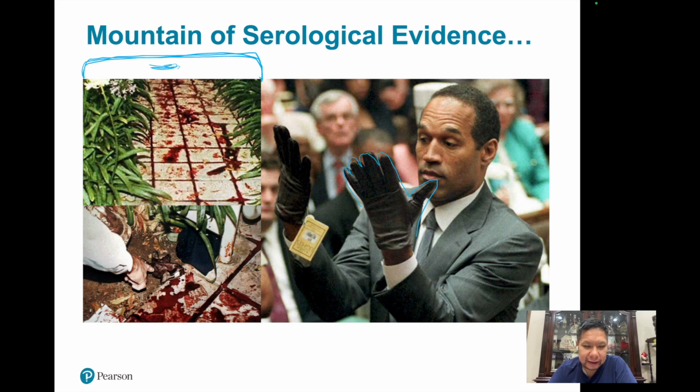And so that was actually one of the bases for him getting his acquittal, which was completely outrageous because it was so clear that he was the one that murdered his wife, Nicole Brown Simpson. So all that being said, even though he was acquitted of the criminal charges, he was not acquitted of the civil charges.